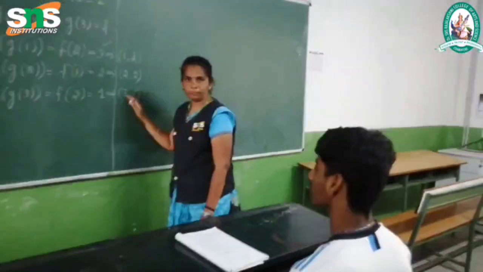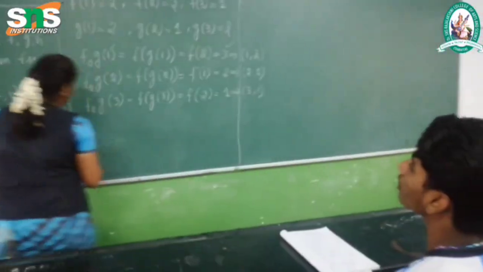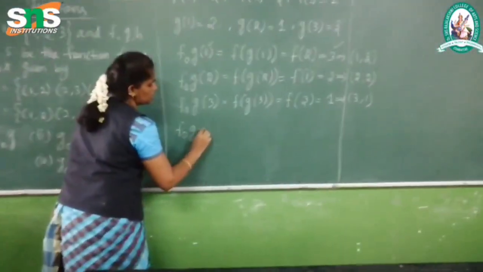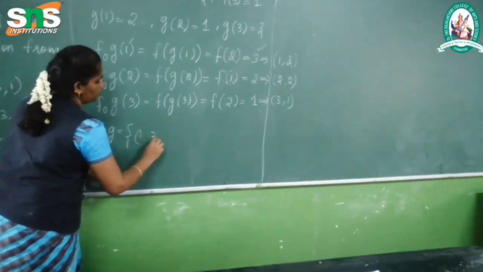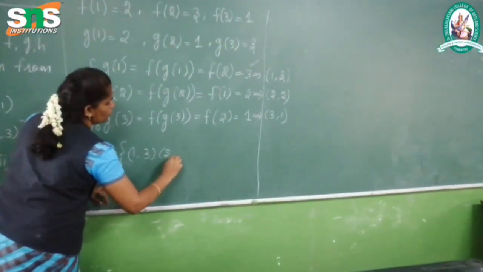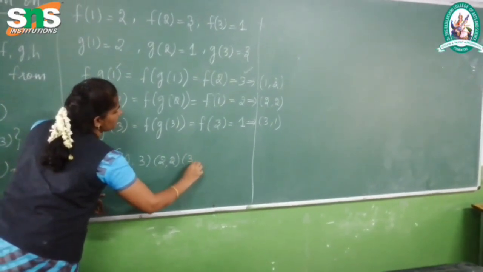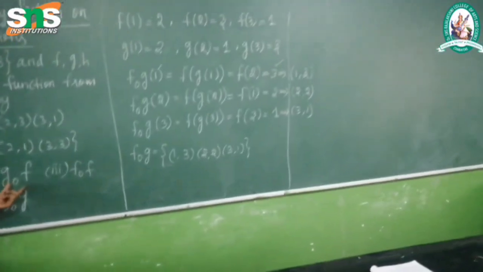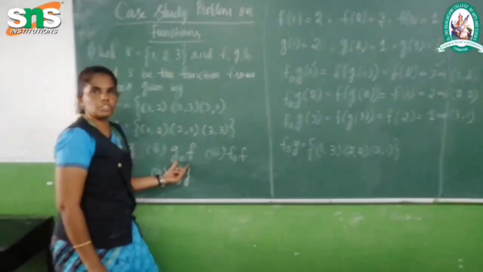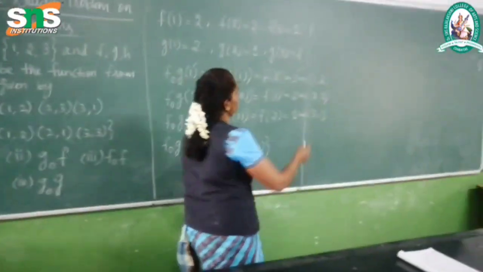Now I am going to combine my answers. So f composition g is equal to {(1,3), (2,2), (3,1)}. Clear? Similarly, we are going to calculate it for g composition f.